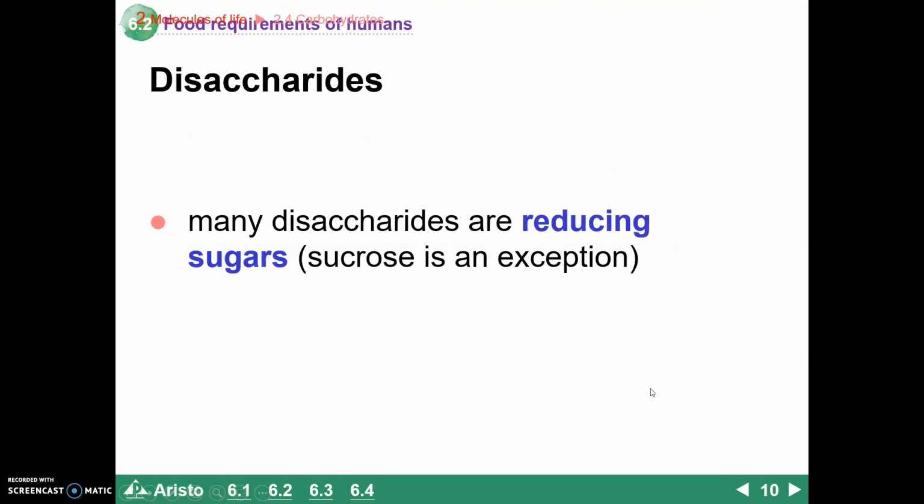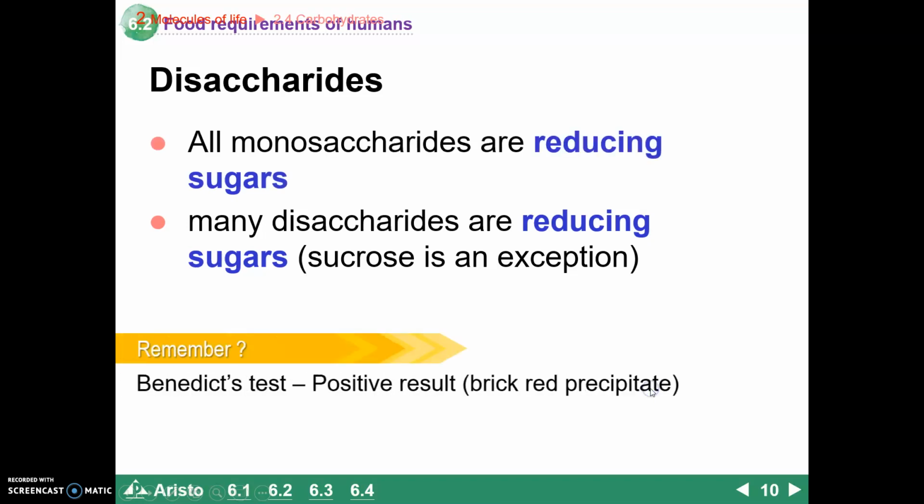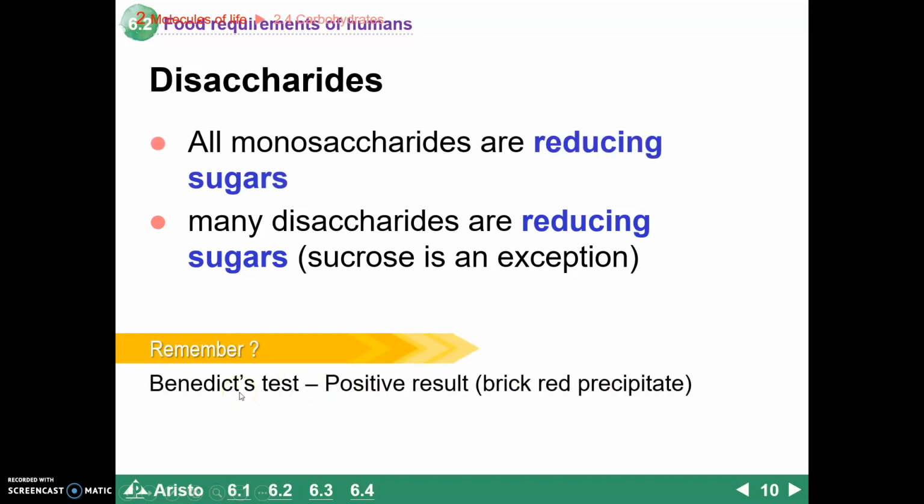I have to remind you of one more thing, the Benedict's test. If you still remember how to test for monosaccharides and disaccharides, the positive result is a brick-red precipitate. You did a lot of experiments before. You remember that? The reducing sugar. I have to remind you that all monosaccharides are reducing sugars, and nearly all disaccharides are reducing sugars. Nearly all, not all, many, because sucrose is an exception. That's all for disaccharides.